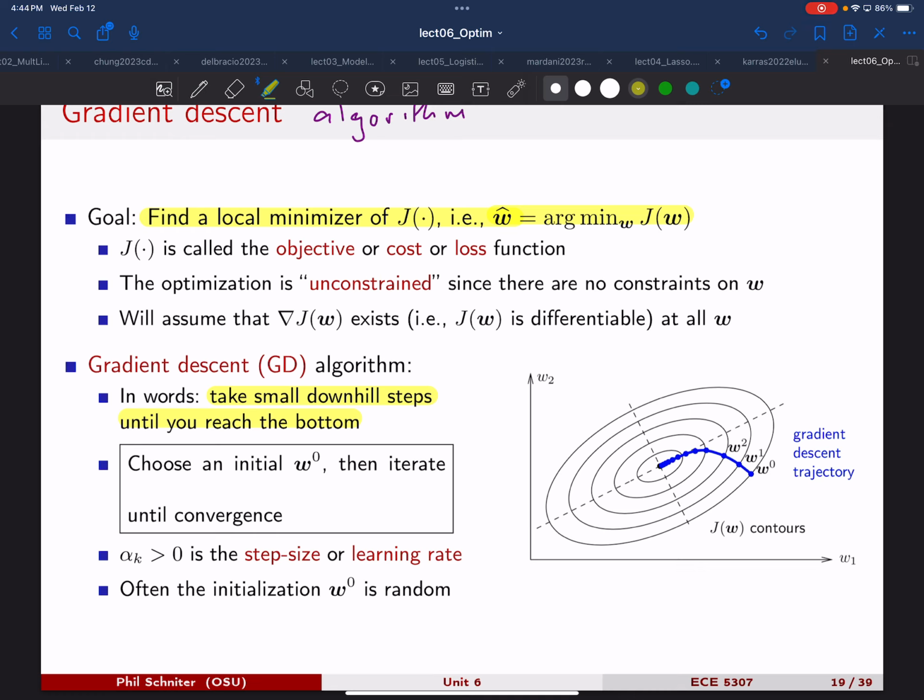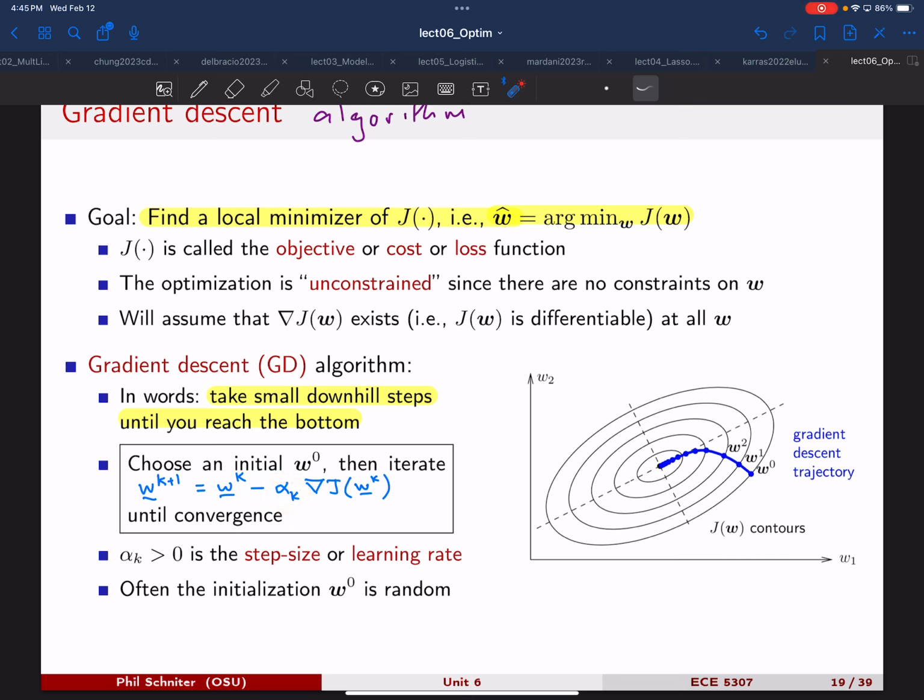And if we want to write this down in equations, we could do it like this. We're going to use the superscript to denote the iteration k. So w at the k plus 1th iteration is going to be w at the kth iteration minus some small step size alpha k times the gradient evaluated at the current guess wk. Okay, so compute the gradient at the current guess. Now look at the negative gradient, that's the downhill direction. Multiply it by a small positive number.